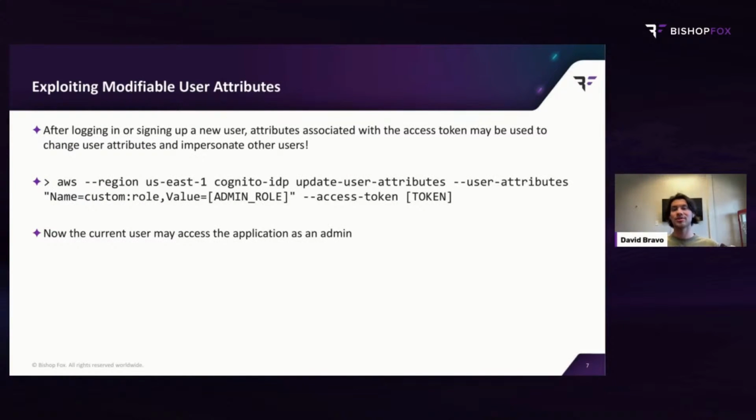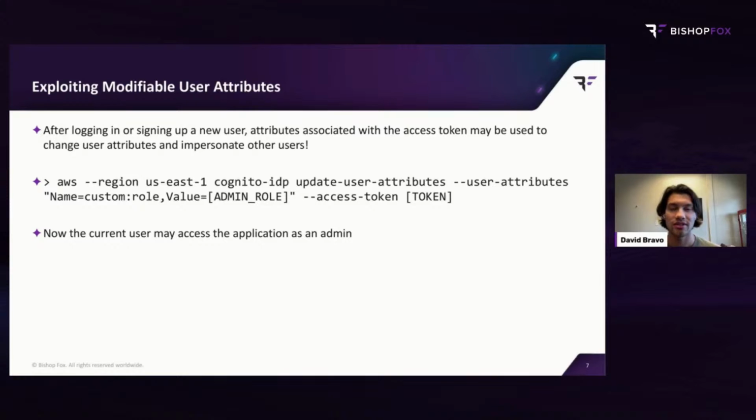Modifiable user attributes. If you recall, this is a custom setting, I believe, when you're implementing AWS Cognito in your environment. What this allows you to do is create custom key-value pairs in the token itself, the JSON Web Token that Cognito provides when you're logging in a user. And so there is functionality to actually let users modify the user attributes.